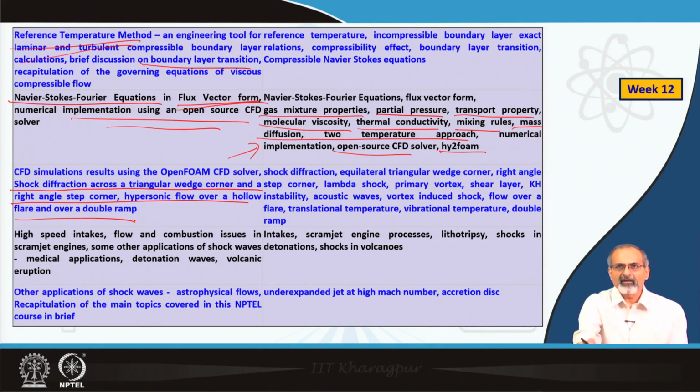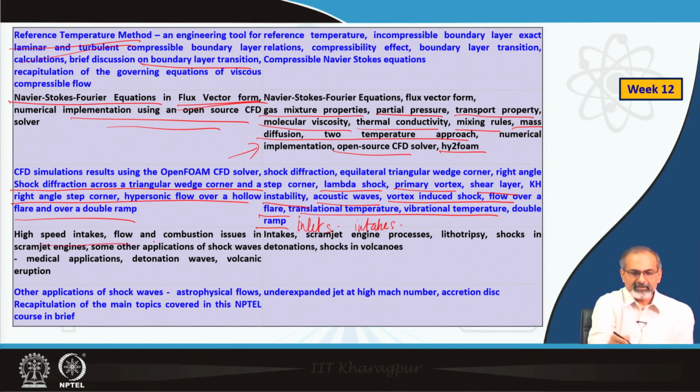We saw, for example, in the shock diffraction problem, the lambda shock, primary vortex, shear layer, Kelvin-Helmholtz instability, acoustic waves, vortex induced shock, flow over a flare, a little bit of shockwave boundary layer interaction on the base of the step or the triangle, and then in the flare problem, the excitation of translational temperature, vibrational temperature, and then towards the end we saw a little bit of the double ramp problem, which is very important from the point of view of the inlets or intakes, which we discussed in a later lecture in week 12.